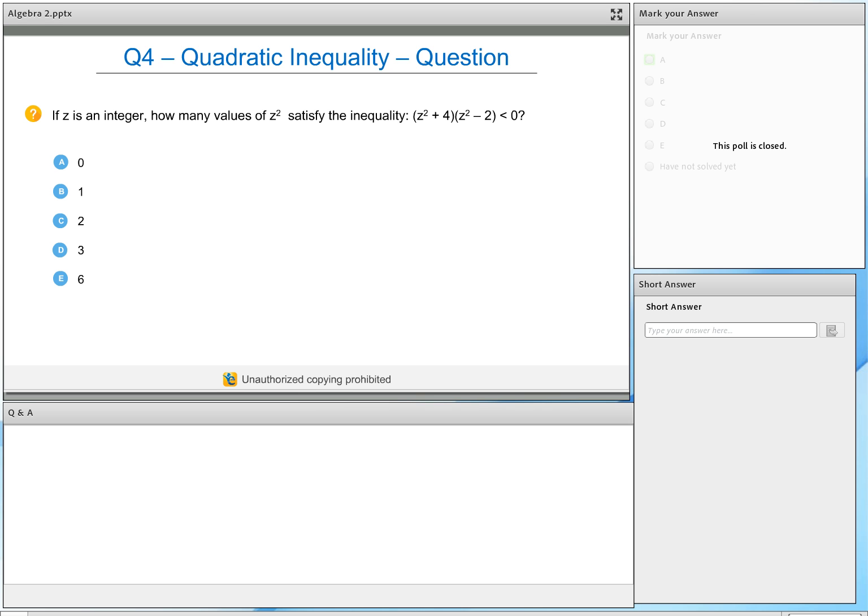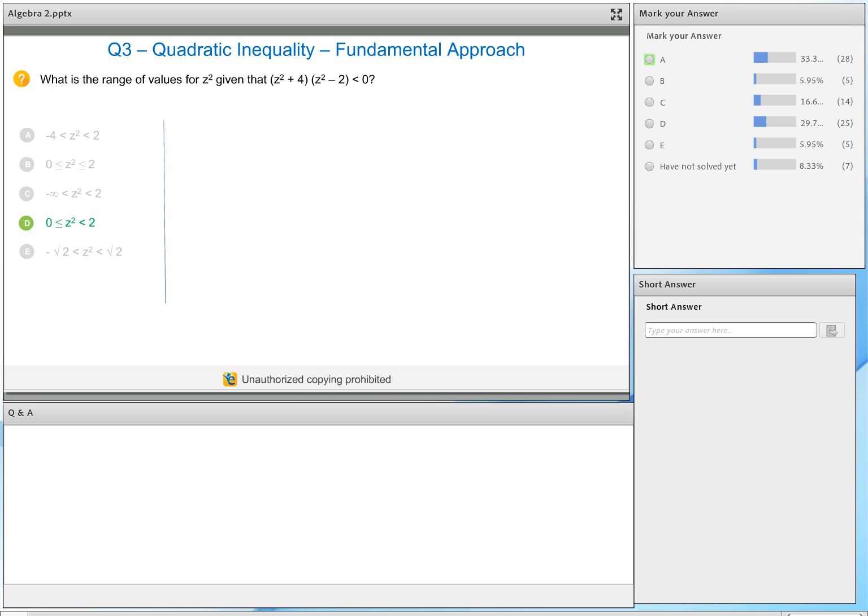Let's take a look at the previous question here. Question number 3. What is the range of values of z square given that (z square plus 4) times (z square minus 2) is less than 0? The first thing that I notice is that it's a quadratic inequality. The second thing is that I need to find the range of values of z square. We need to find the range of z square and not z. That's one very big thing over here.